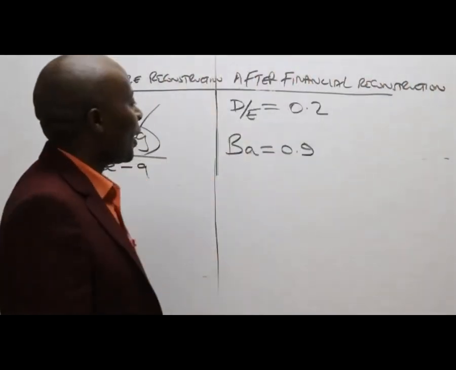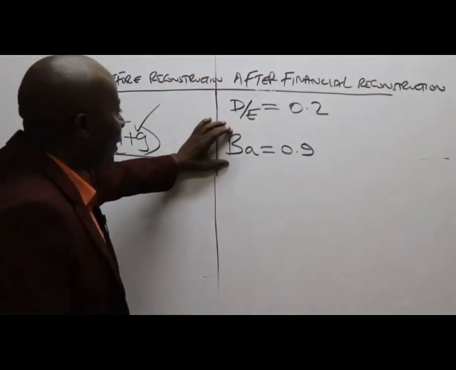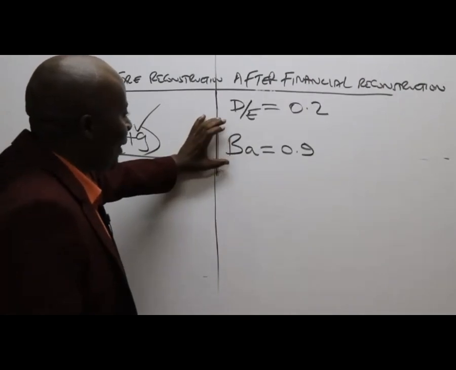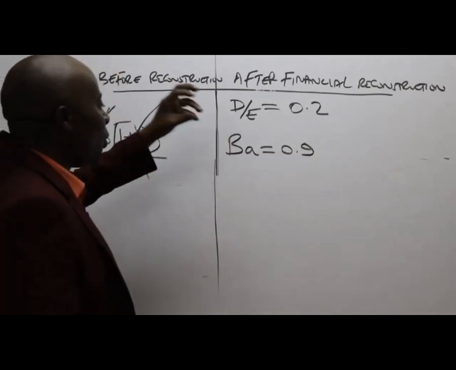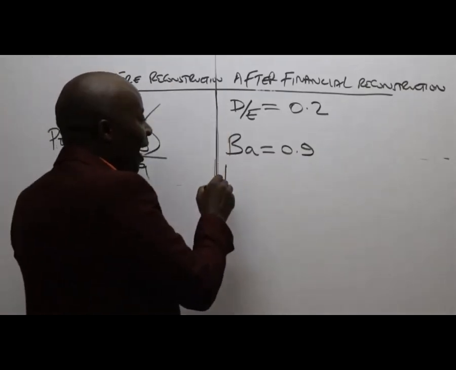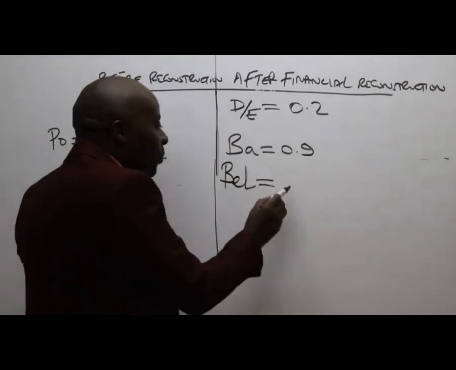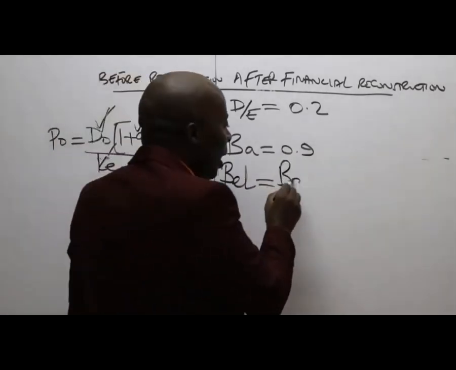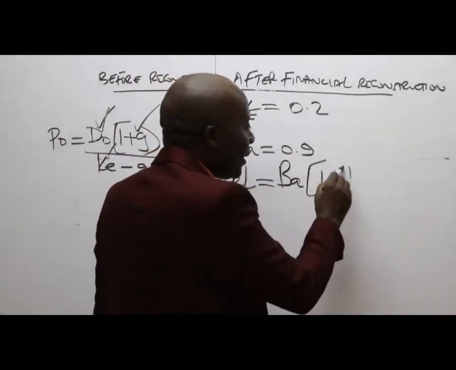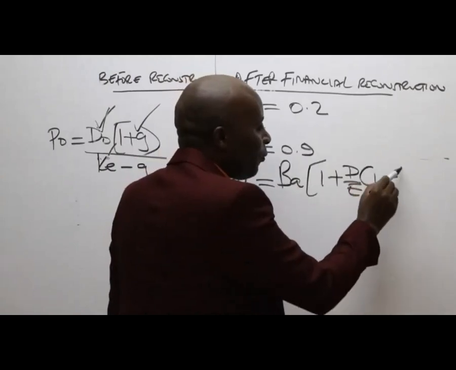So ladies and gentlemen, look at this. When I see these beta assets, I know there is a problem, but I know that for me to be able to untwist myself out of this problem, I will have to apply Hamada's model. And Hamada's model, you are the ones who have told me that beta levered equals beta asset into 1 plus D over E, adjusted for taxation.